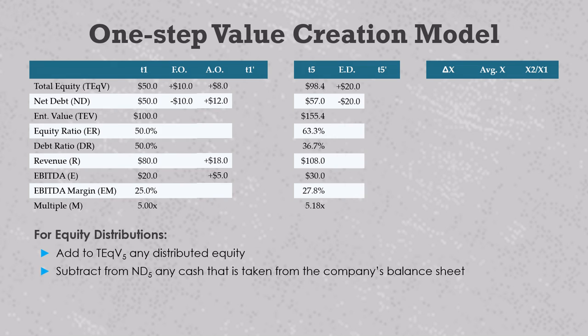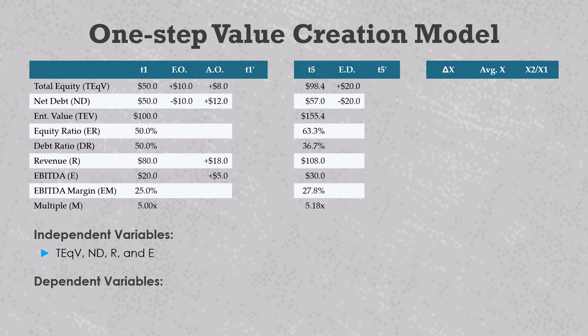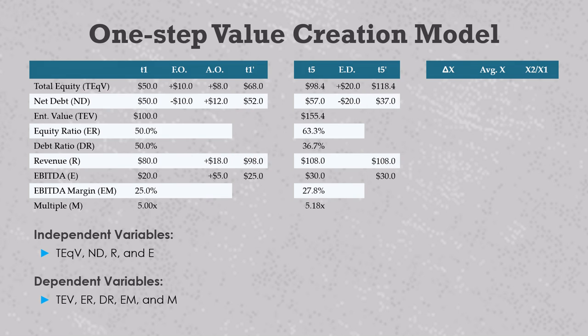Now note that these rules only mention independent variables like total equity, net debt, revenue, and EBITDA. They do not mention enterprise valuations, capital structure ratios, or valuation multiples because those are dependent variables which come from the independent variables. All we need to do is add across the independent variables as follows, and then calculate the dependent variables within the T1 prime and T5 prime columns. Let us do a quick sanity check on these numbers.